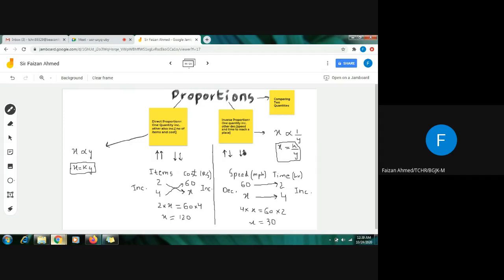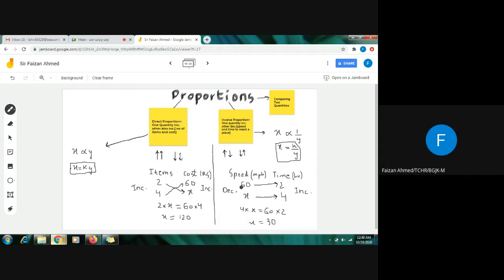Since I don't know the speed for the 4 hours, I can write x in the column of speed. And since I know that on increasing speed or decreasing speed, the time will decrease and increase, this is basically an inverse relationship. In this relationship, the strategy which we use to solve these types of word problems is sideways multiplication. I just have to multiply 4 with x like this, and I have to multiply 60 with 2. So 4 multiplied by x and 60 multiplied by 2, this 4 will get divided on the other side. The value of x will be equal to 30, that is 30 miles per hour.